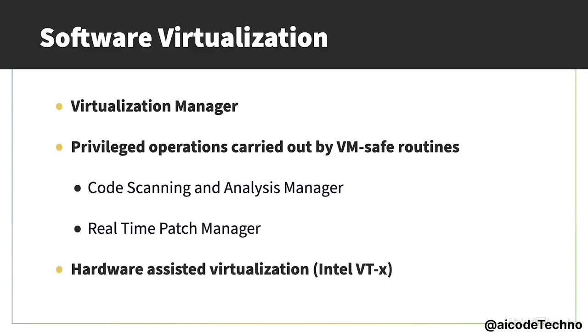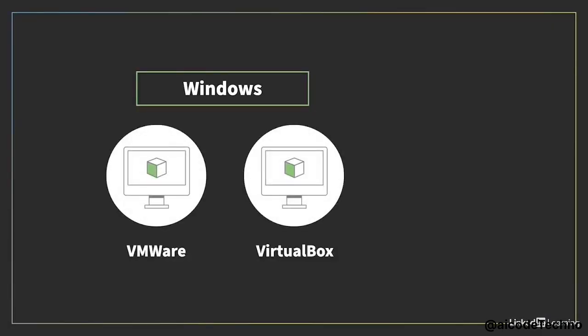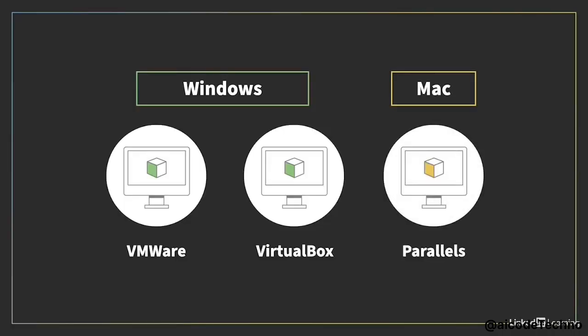Processors such as the Intel VT-x include hardware-assisted virtualization to enable virtual machines to maintain their own address space and deliver additional performance. Two popular software-assisted virtualization systems for Windows are VMware and Oracle's VirtualBox. Parallels is a popular virtualization environment for Mac systems, often used to enable Windows functionality on Mac computers.